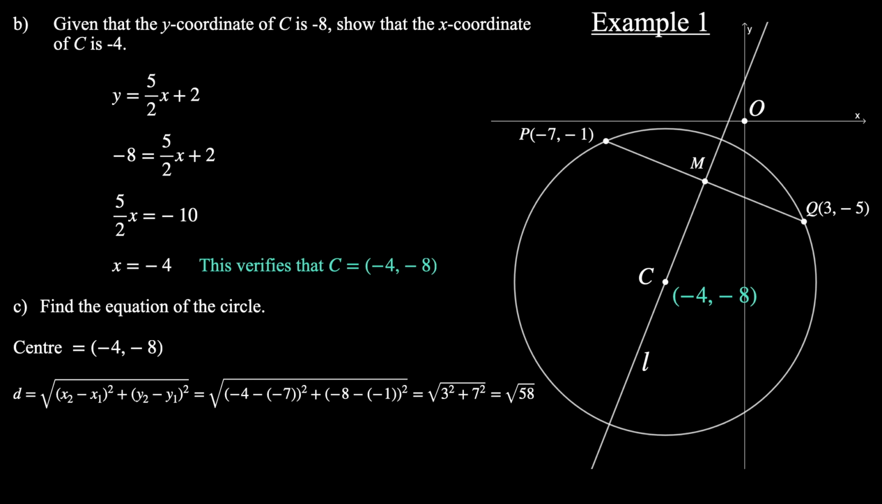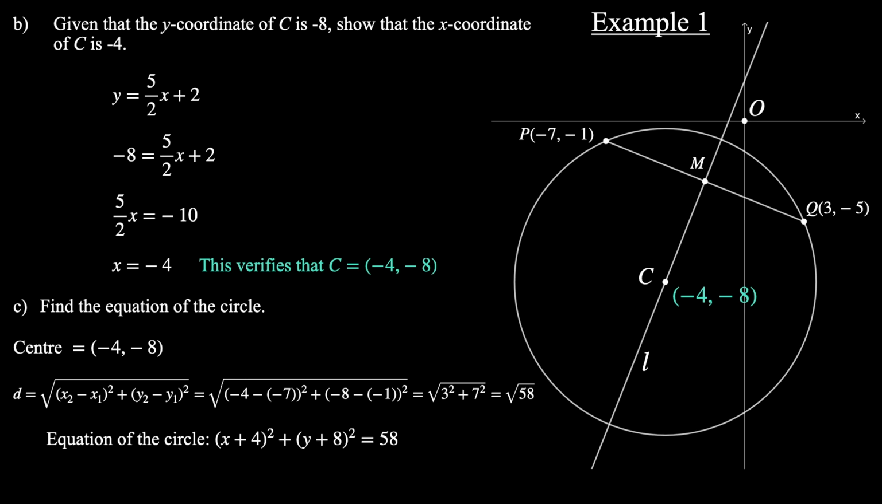So we know the center. Using the distance formula, which is the square root of x2 take x1 squared plus y2 take y1 squared, where C I'm going to call x2, y2. This will be -4 subtract -7 all squared plus -8 subtract -1 all squared. -4 plus 7 is 3. So that's 3 squared, and -8 plus 1 is -7, which is the same as 7 squared. And then 49 plus 9 is 58. So we get the distance between C and P of the square root of 58, which is the radius.